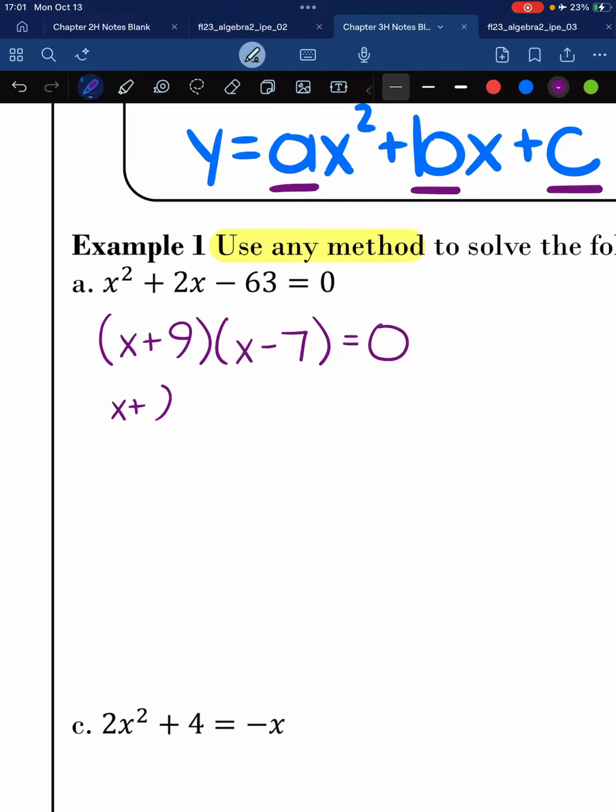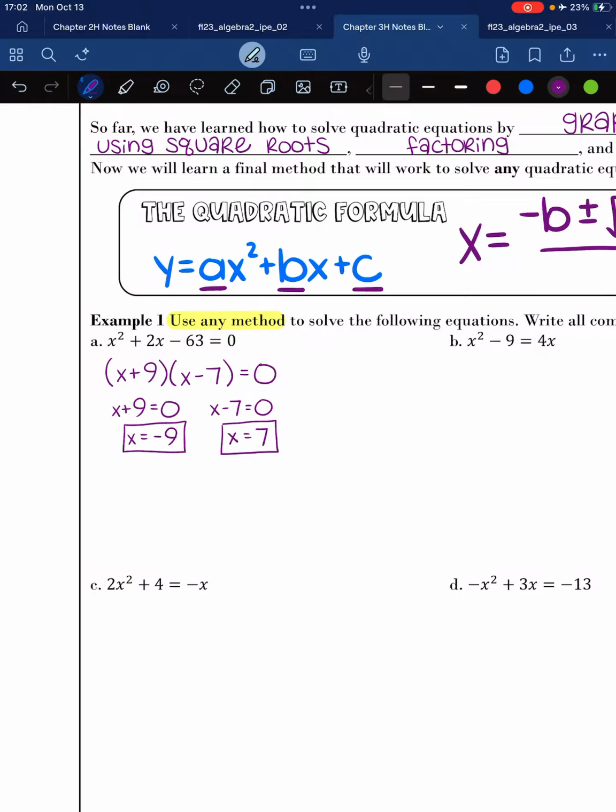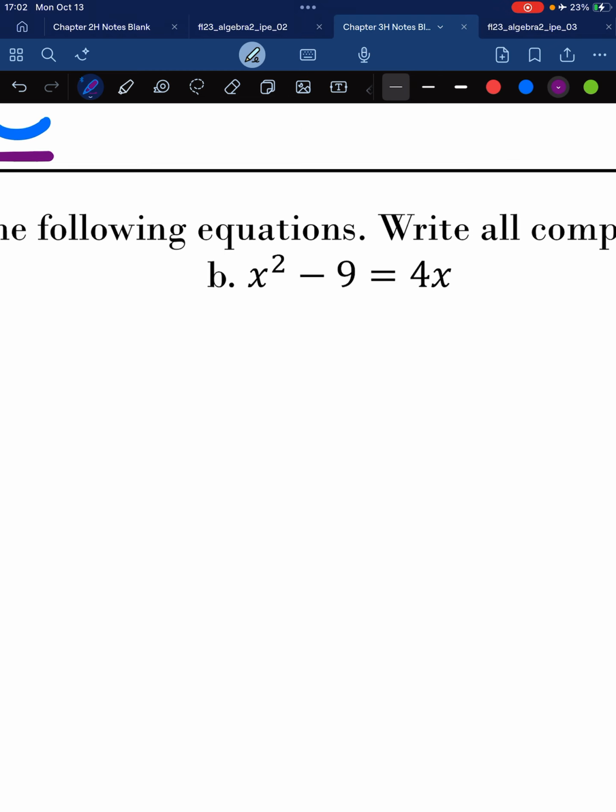Then I can use that zero product property that says that if 2 things multiply to 0, then one of the factors must be 0. So I can set each factor equal to 0, subtract 9 from both sides, add 7 to both sides, and I have my 2 solutions here. We can double check that those are solutions by plugging them back in and making sure it makes the original equation true.